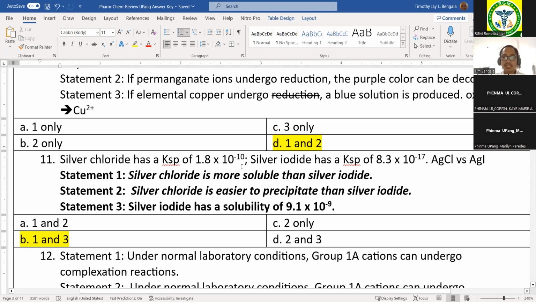That is correct, kasi nga mas madaling matunaw, mas malaki yung value ng KSP. Number 2, silver chloride is easier to precipitate than silver iodide. That is incorrect. So again, pag mas soluble ka, mas mahirap kang i-precipitate kasi nga mas soluble ka eh. So statement 2 is incorrect. Silver iodide has a solubility of 9.1 times 10 to the negative 9. So dito, it is the square root.